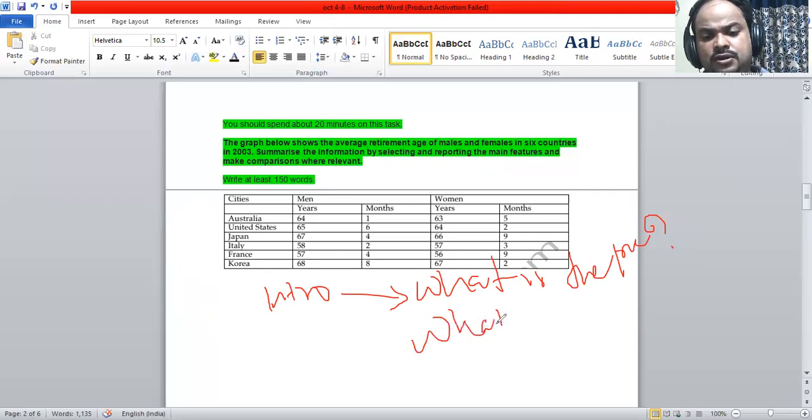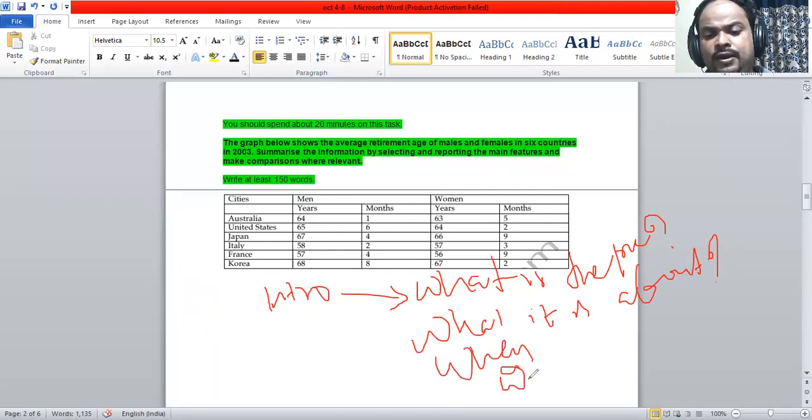What is it about? What is the picture? It's a table. It shows the retirement age. When it happened, where it happened, to whom it happened. These are the additional information here.